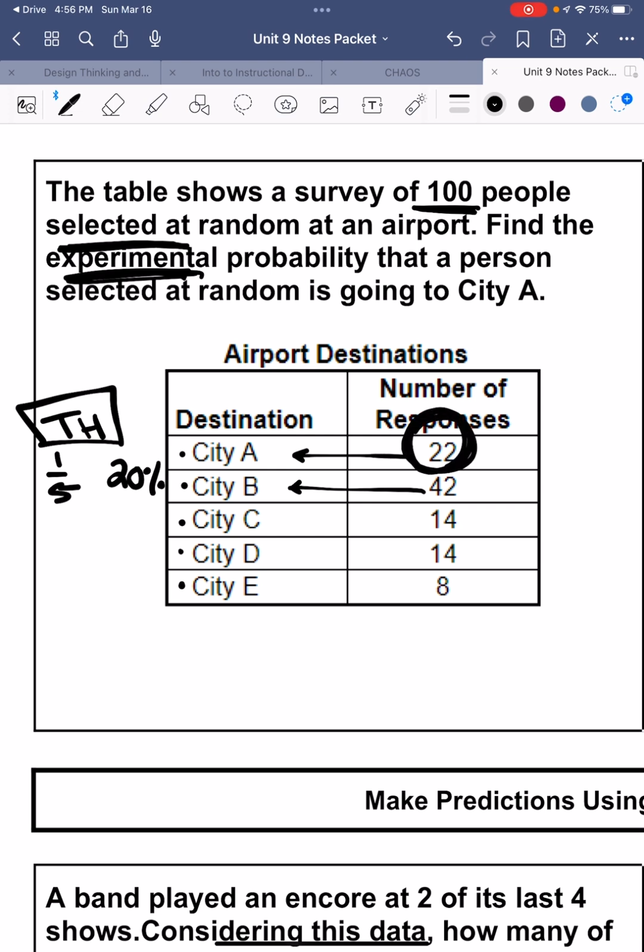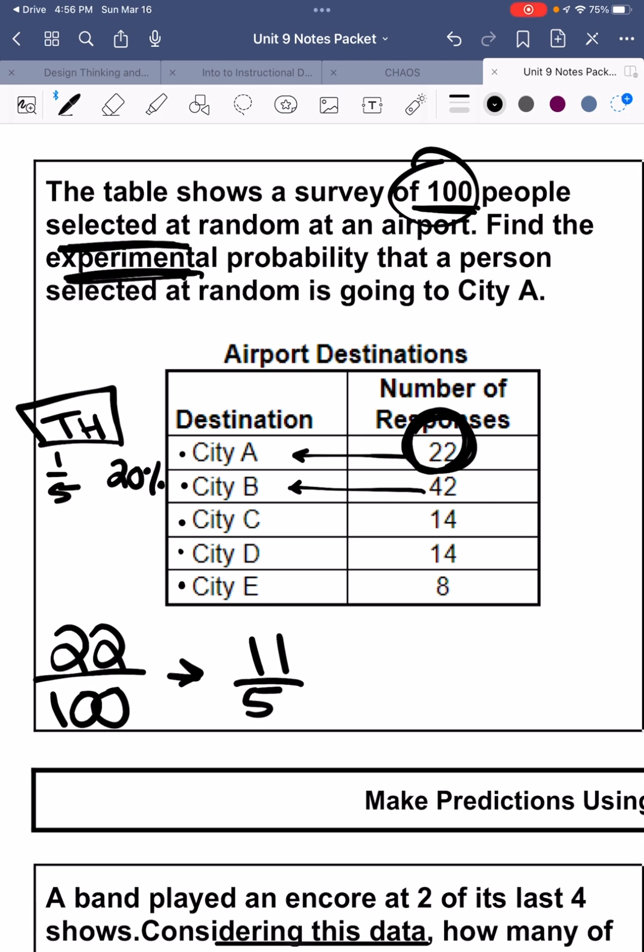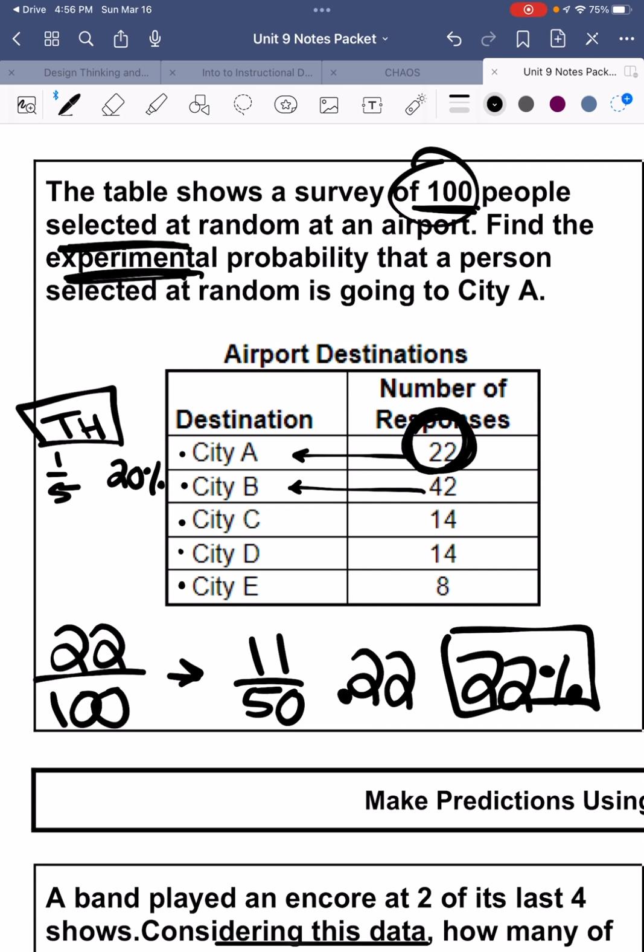So 22 people went to city A out of 100 people total. If I simplify that into a fraction, we're going to get 11 out of 50. 11 divided by 50 is 0.22, and times 100 is 22%, which means 22% of people went to city A.